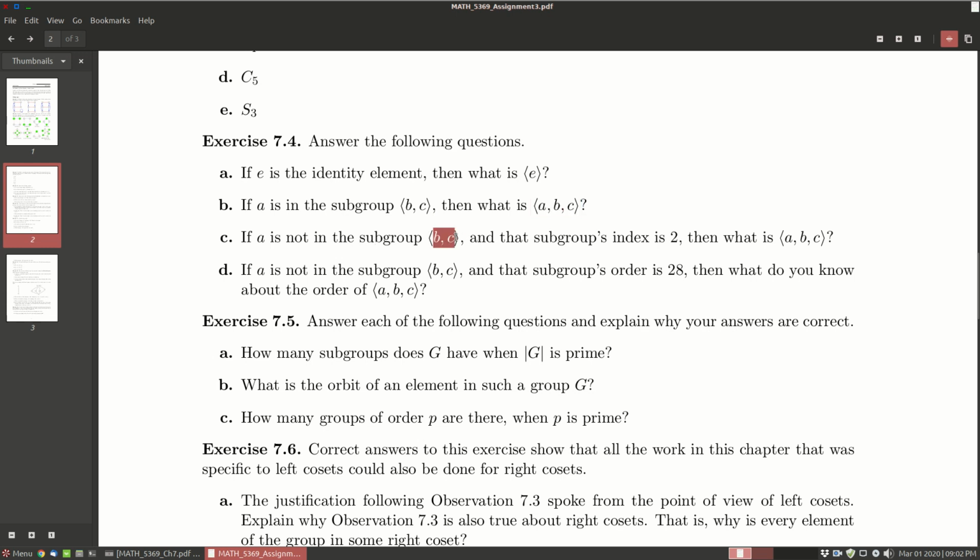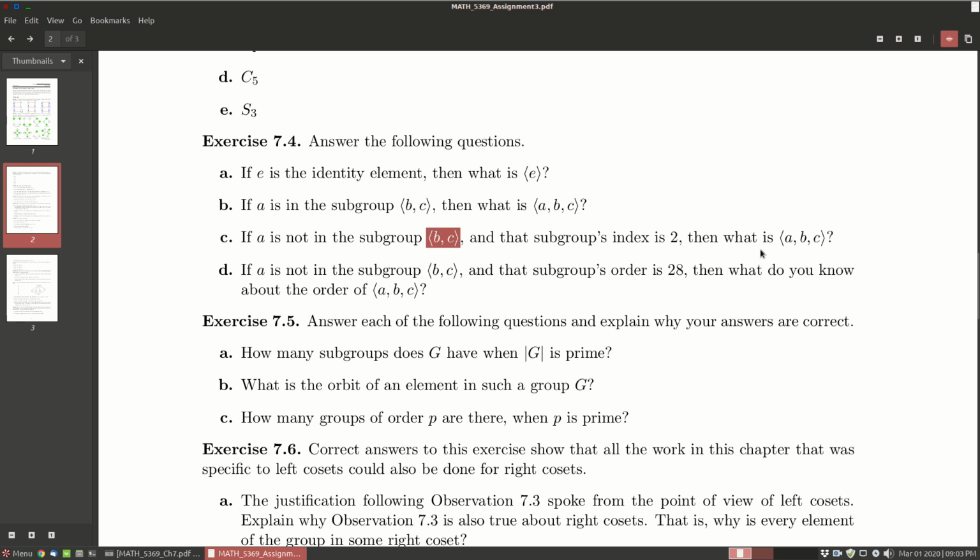So BC is once again a subgroup, and A is not in this subgroup. What does that mean? This guy generates some subgroup, and this guy's not in there. Now, the index of this subgroup is 2. What does that mean? If I have a group G, this is exactly 1/2 of G, and its other coset is the exact other half of G. A is not in this subgroup.